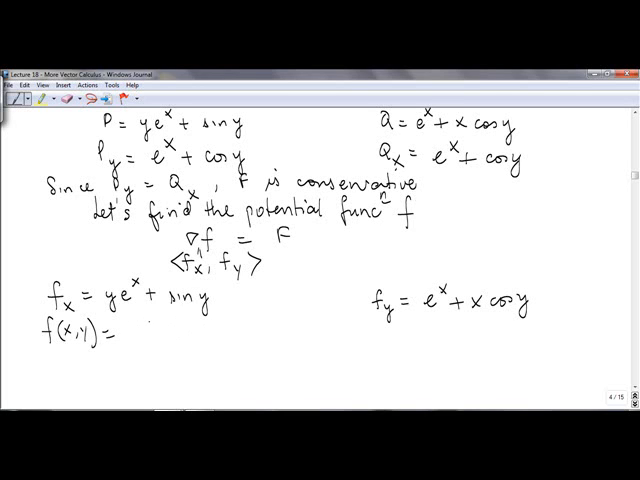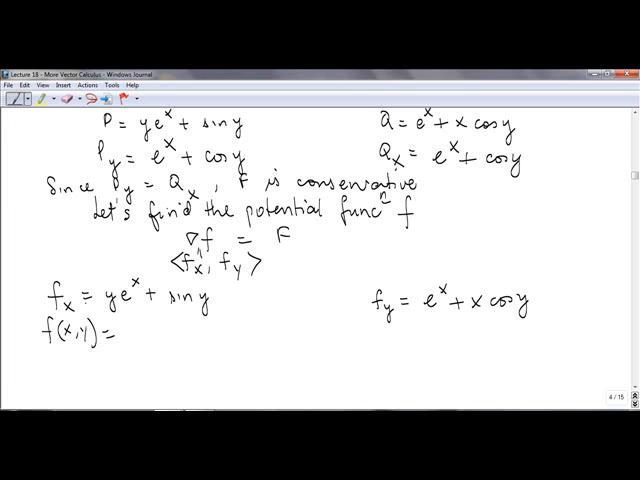Now let me see if you know how to do this. f sub x means we took the partial of f with respect to x, right? So how do you think we're going to find the actual function f? We're going to integrate. Very good. We're going to integrate with respect to x, but we're going to partially integrate, because we partially differentiated before and held y constant. So now we're going to partially integrate and hold y constant.